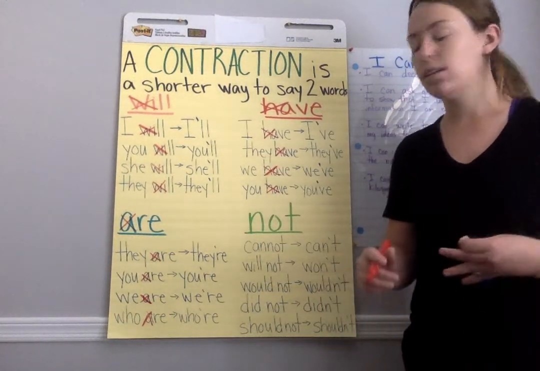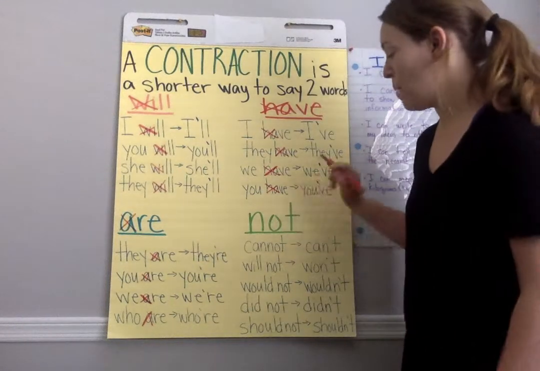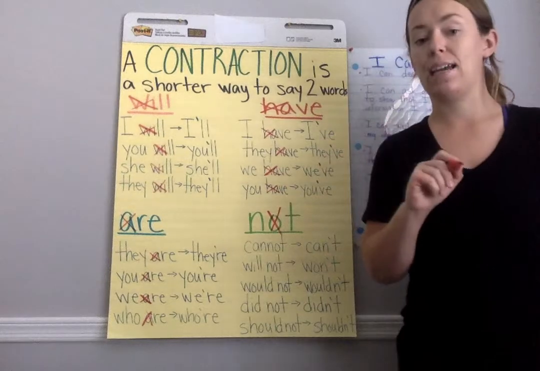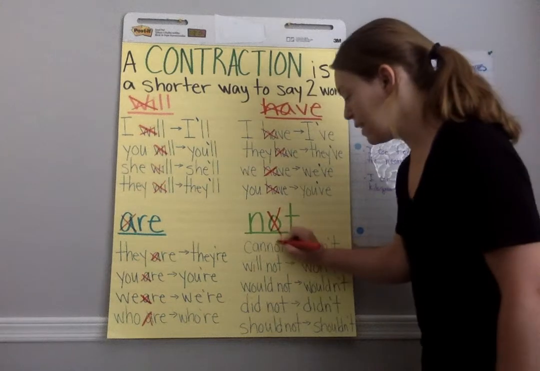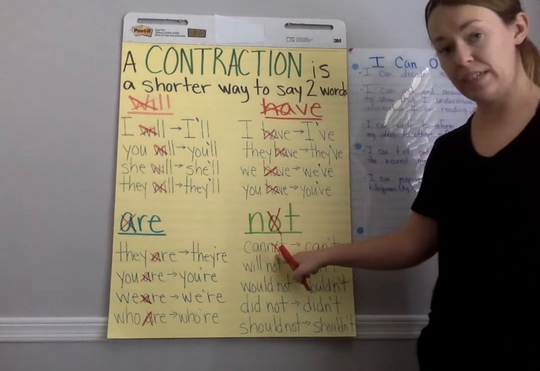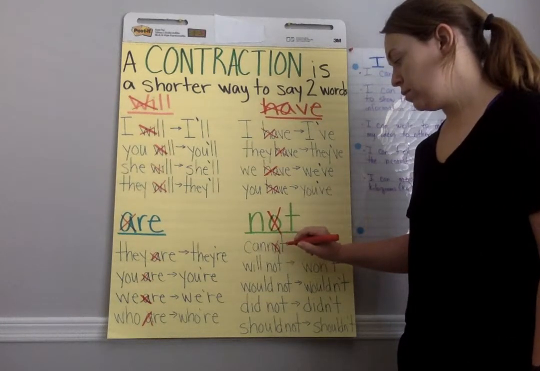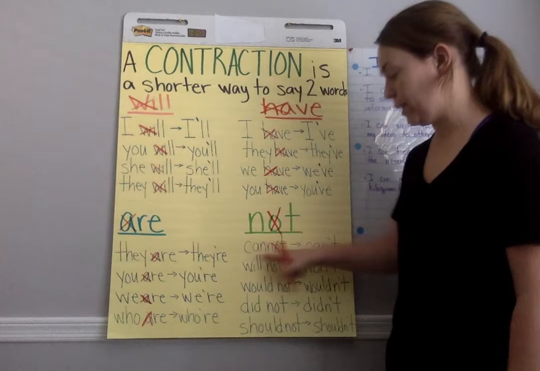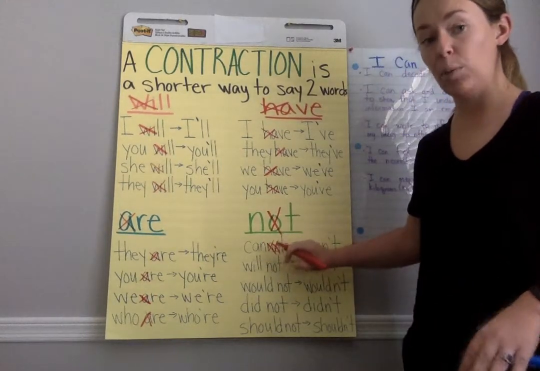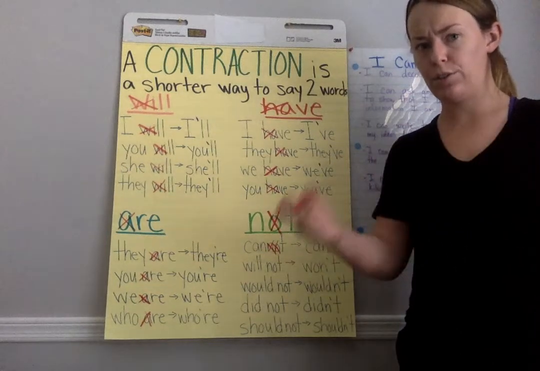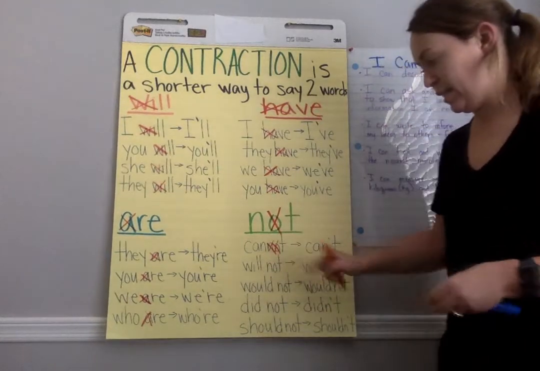Okay, and last one, for the nots. This one's a little bit trickier because we don't cross out the first or the last letters, we cross out that middle one. So we're going to take out that O. Okay? For the word cannot, we're going to take out the O, put an apostrophe in its place, and then we have can't. This one also is a little bit different because we also take out the N. Because it's the double N with the cannot, we don't want two N's there. So sorry about that. We take out the N and the O for this one. It's the exception.